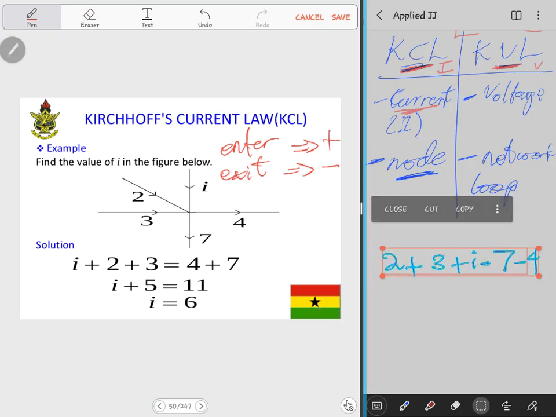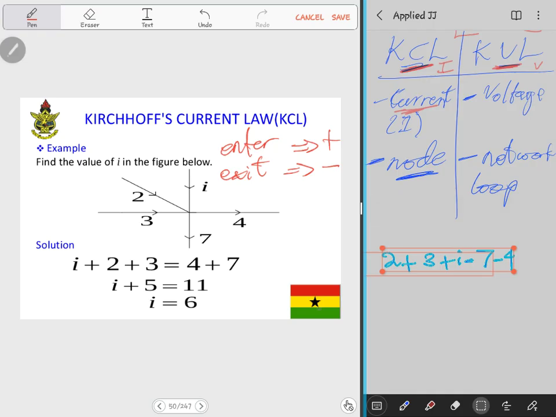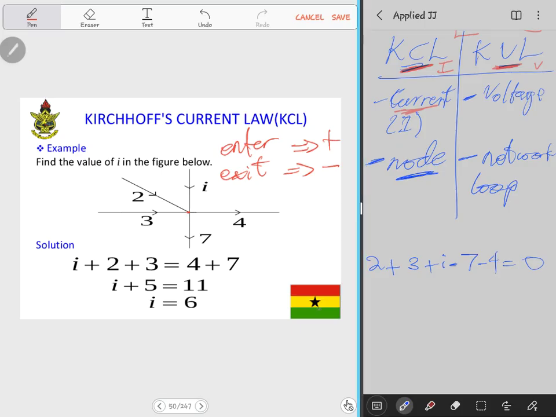Let me go smaller so you can see what's happening. So that's what the algebraic sum means. That the algebraic sum of the current entering and leaving the node, which is this side, is 0, right? Everything here can be arranged to come to this form, so it's the same thing. So you can just put those entering on one side, those exiting on one side.